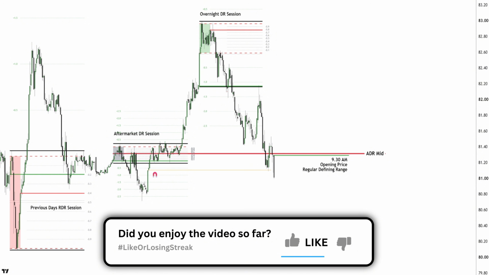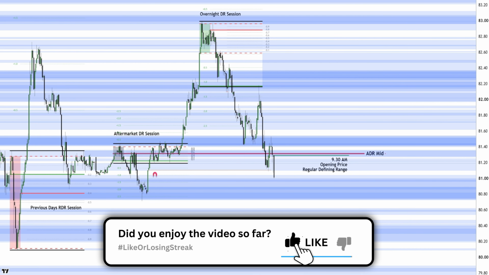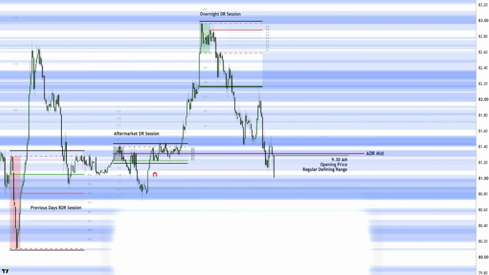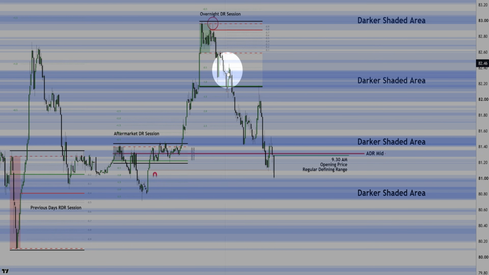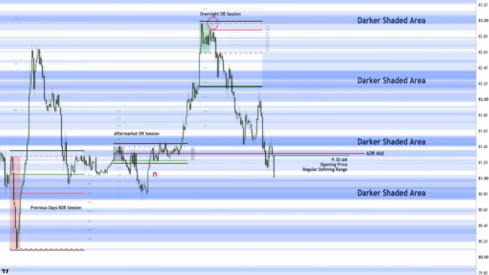Now let's check the structure through the previous DR session levels. You know this process by now. Same as always. We find the darker shaded areas where several previous DR levels overlap. Those carry far more weight than a single lonely level. There's one sitting on top of the overnight session. That's where price dropped from. And 3 more below. But look closer, because there's something else.